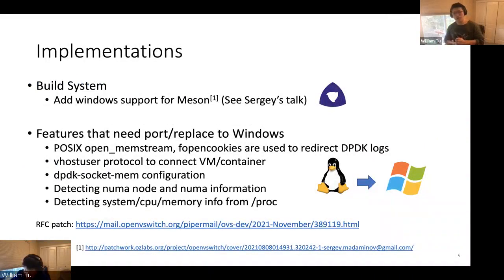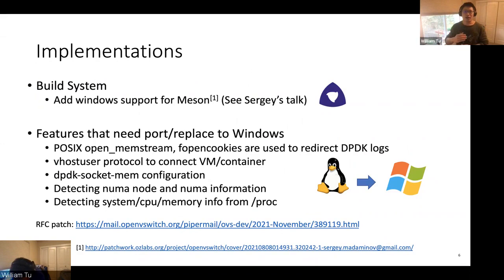So to get OVS-DPDK running on Windows, first we have some work on the build system. Sergey will talk about it in another talk. Basically, today to compile Windows OVS, we are using Autotools. But because DPDK uses Meson, we have to add support for compiling OVS using Meson.